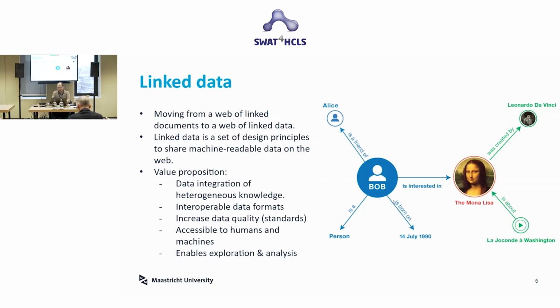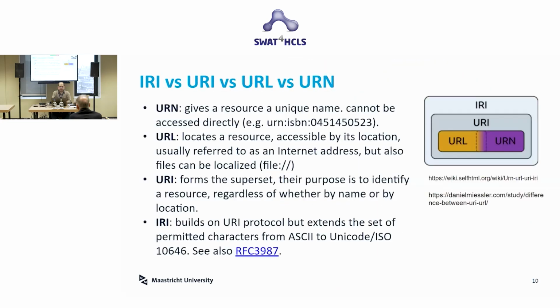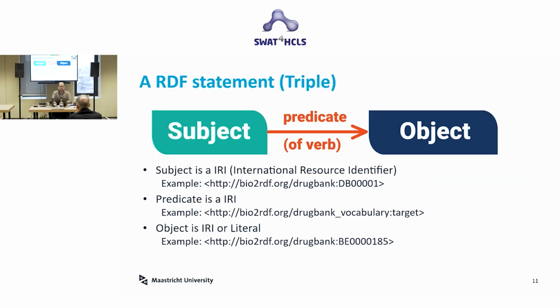But here, Bob is born on a specific date. The object here is a literal, right? So Bob is the IRI, is born is the predicate, also an IRI, but this is a literal. So it doesn't point us anywhere. It is a date value. So this is the simplest way of representing knowledge within the RDF framework.